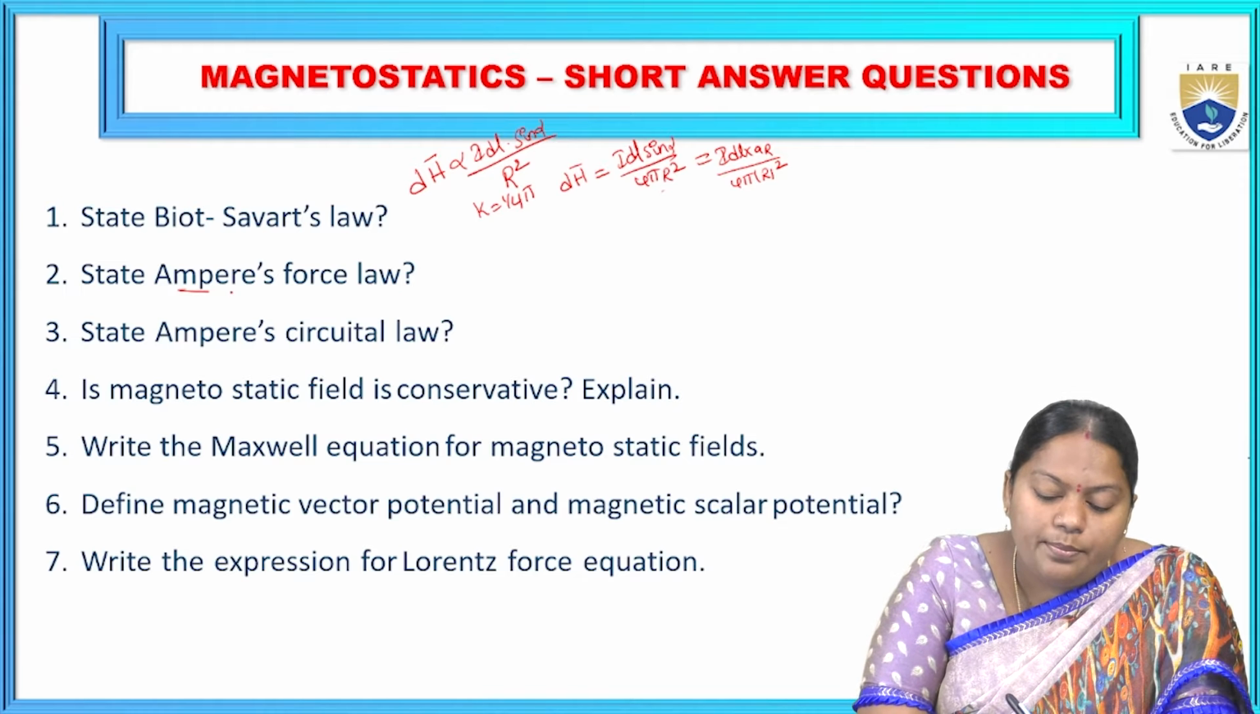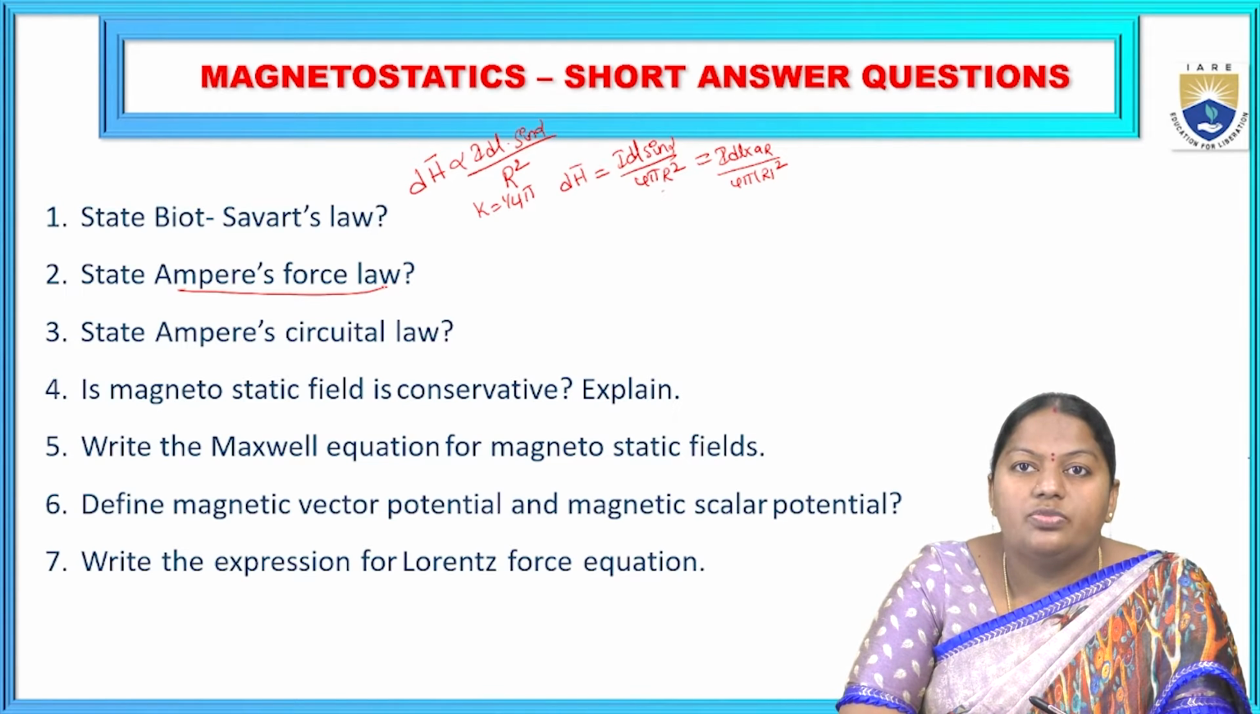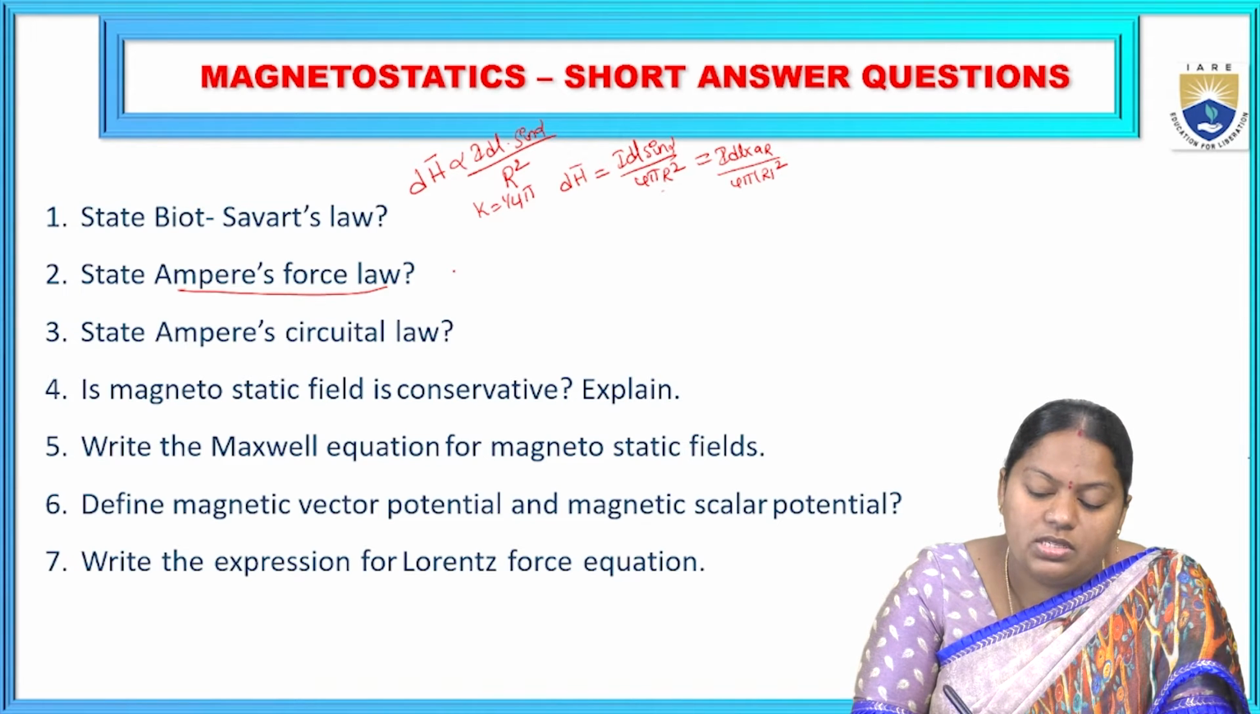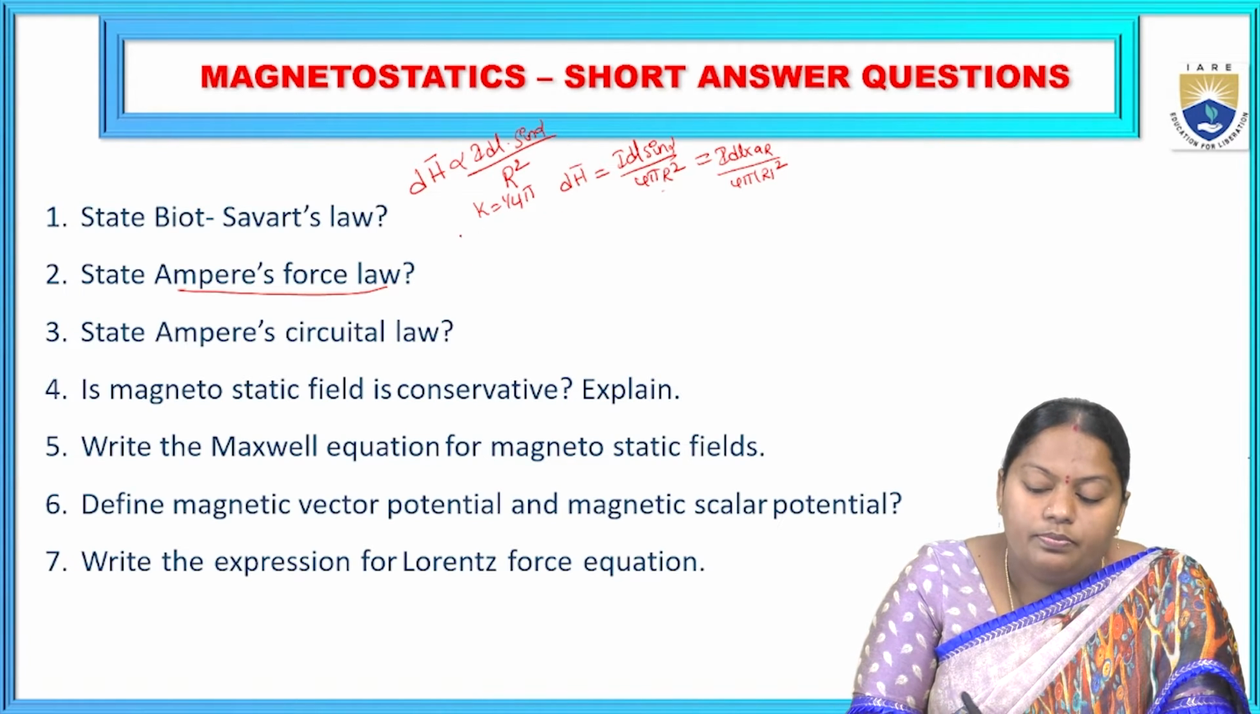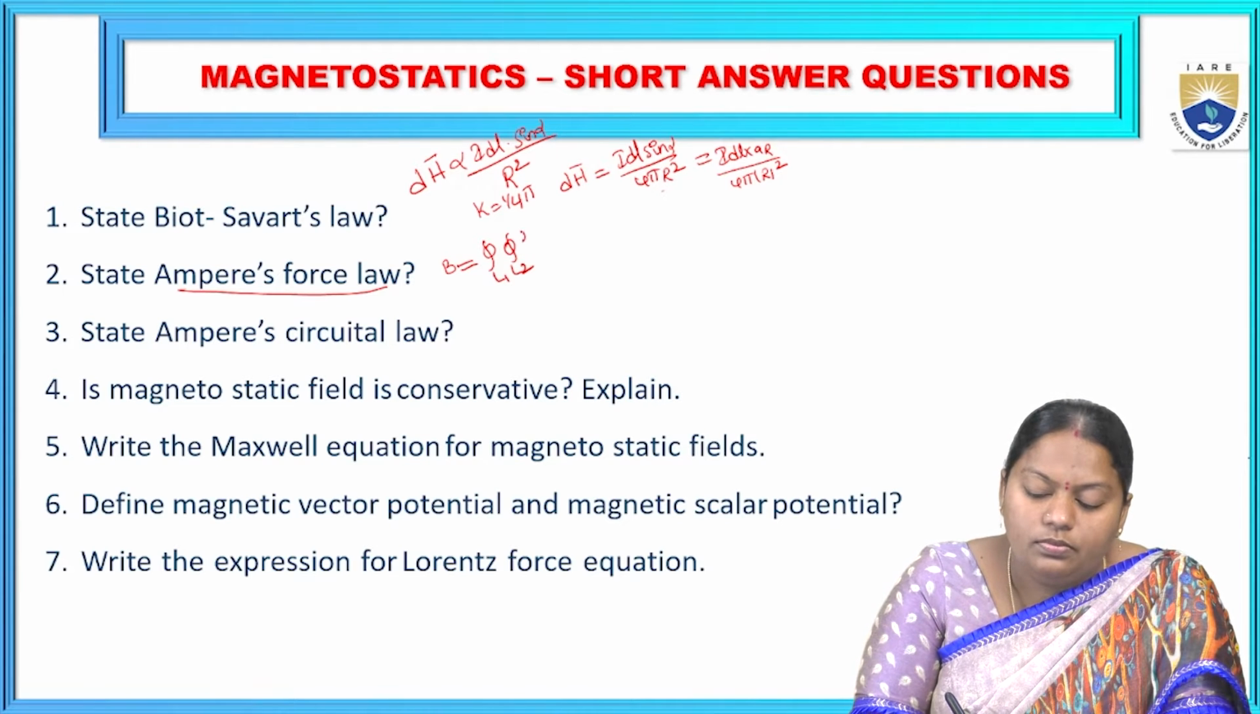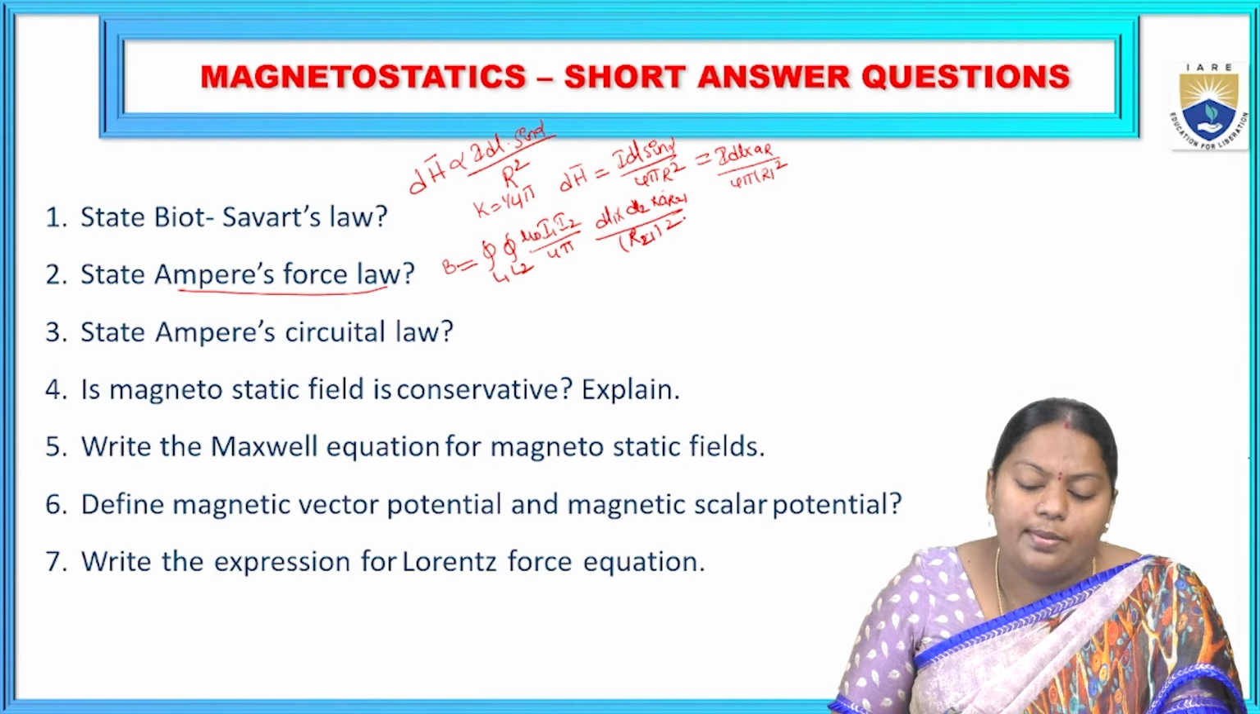Next, state Ampere's force law. So Ampere's force law is given by the force between two current elements, and it is represented with respect to the flux density. Then that is given by B12, or B1, equal to the closed line integrals over L1 and L2 of mu naught I1 I2 by 4 pi into dL1 into dL2 into AR21 by R21 whole square. Right? This is what Ampere's force law is.